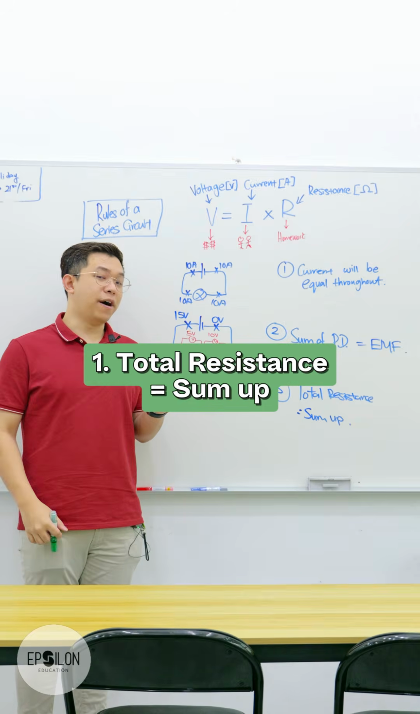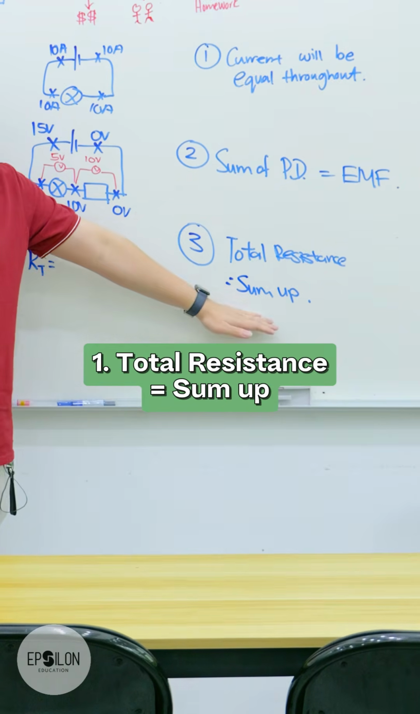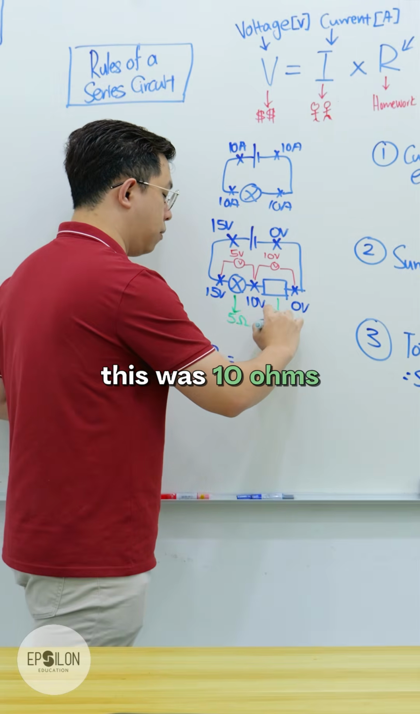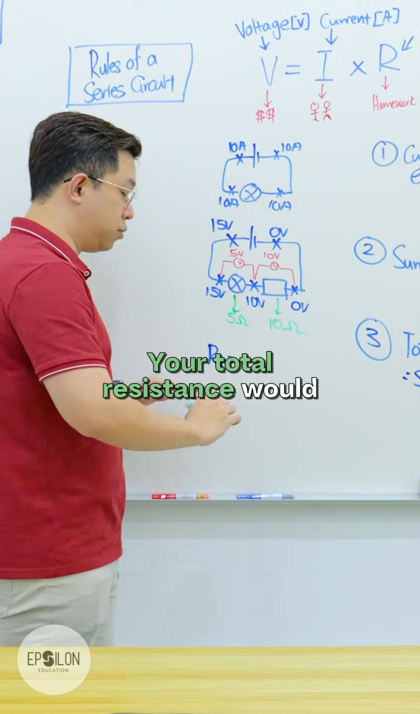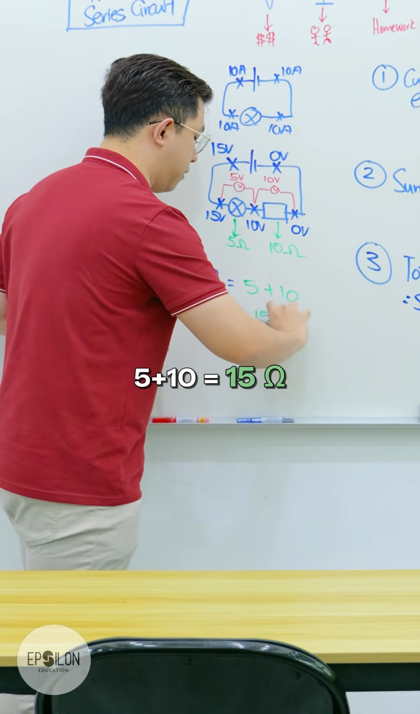For the third and final rule, the total resistance of a series circuit, just add them all up. So imagine if this was 5 ohms and this was 10 ohms. Your total resistance would be as simple as taking 5 plus 10 and get 15. That's all.